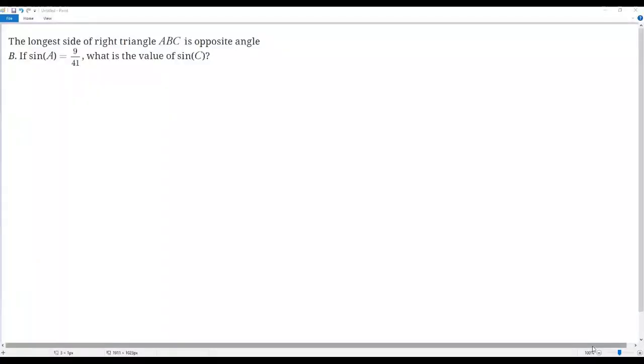Here we have a SAT math question on right triangles. Okay, let's go with the question. The longest side of right triangle ABC is opposite to angle B. If sine of A equals 9 over 41, what is the value of sine C?